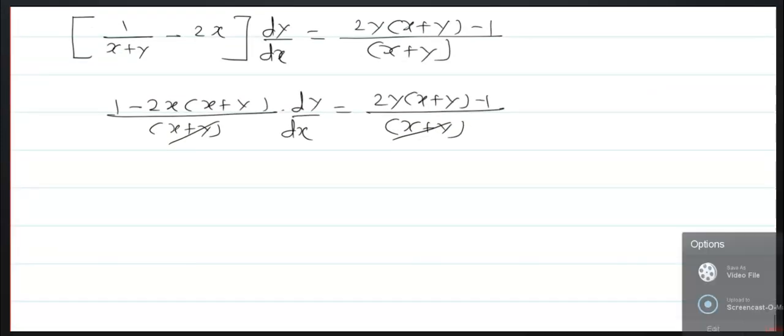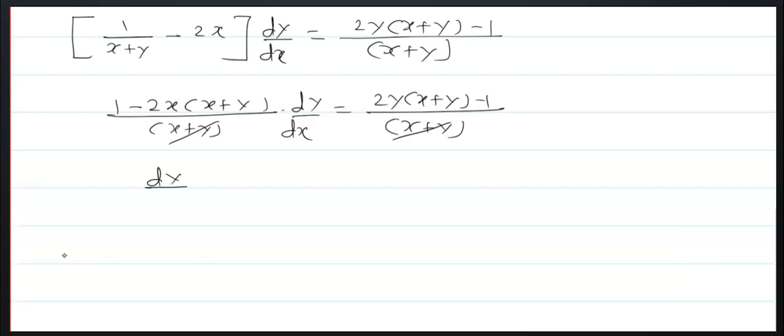Now these two terms get cancelled, and that's why dy by dx is equal to 2y (x plus y) minus 1 upon 1 minus 2x (x plus y).